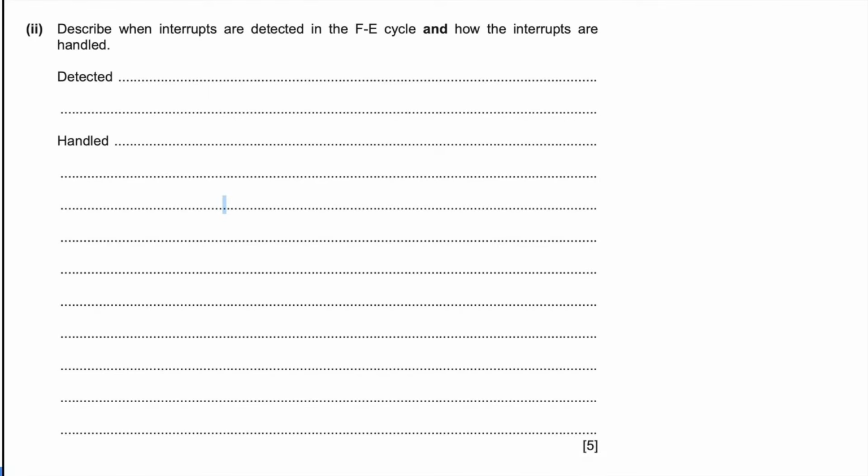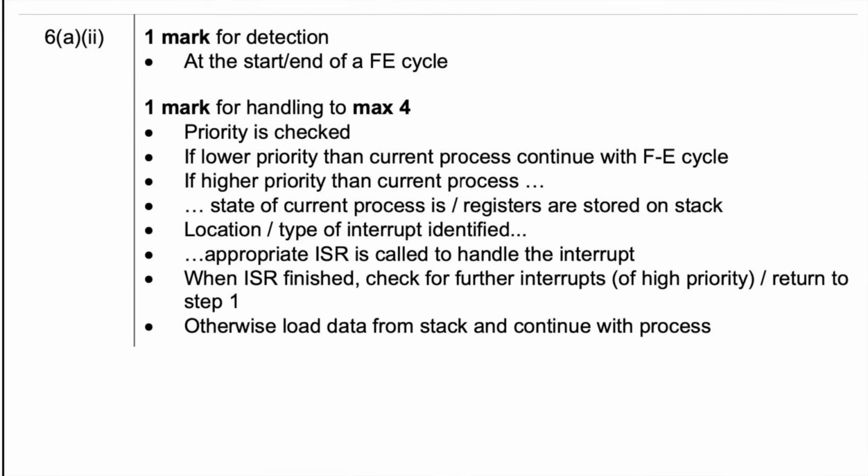So we have a related A-level question. Describe when interrupts are detected in the FE cycle and how the interrupts are handled. Now this is a 5-point question. We need to talk about how they're detected and how they're handled. So we're going to go ahead and look at the mark scheme. They're detected at the start or end of an FE cycle. Now this is the answer, but really interrupts can be detected at any time during the FE cycle. However, this is the A-level answer, so this is what you're expected to write.